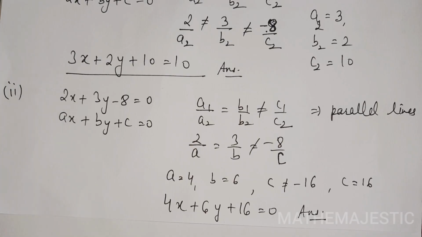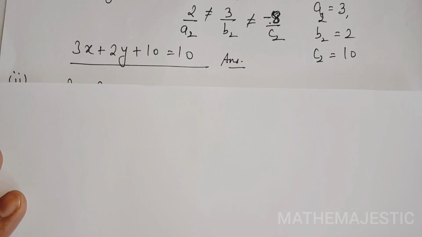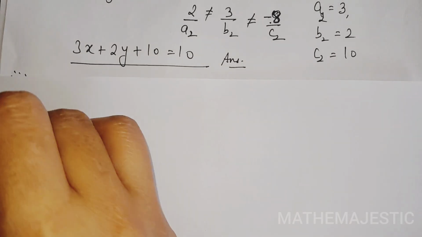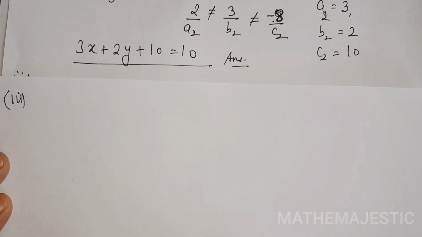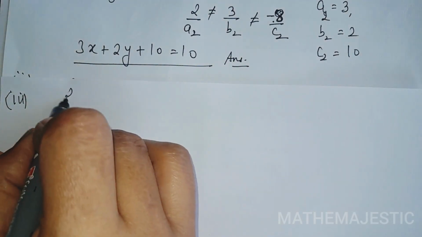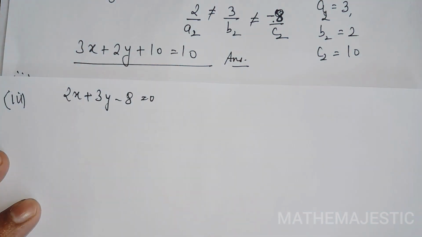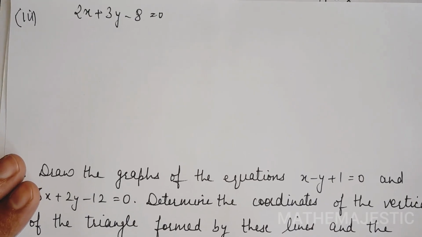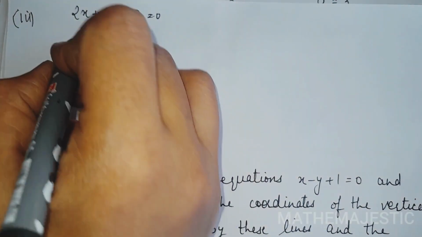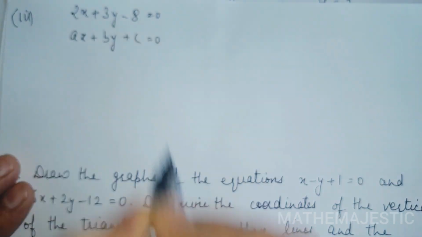Now the third part is we have to find a pair in which they will have coincident lines. So for coincident lines what we need to do, first we should know the condition when the lines will be coincident lines. So here the first line is given, 2x plus 3y minus 8 equals to 0. So again we have to do the same process here. We will take ax plus by plus c equals to 0 as the second line.